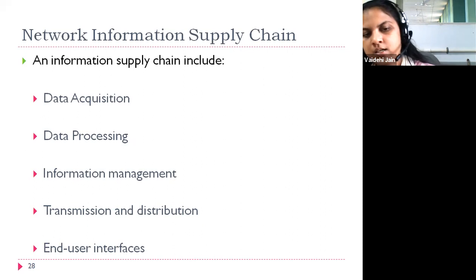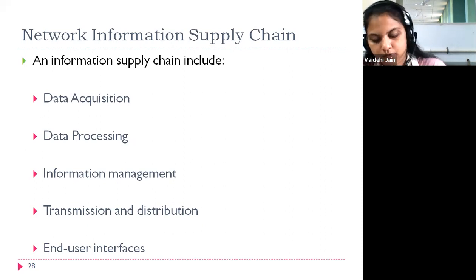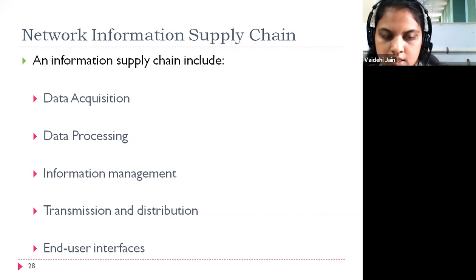This type of data will be bifurcated in this data processing step. Fine. Then after that comes information management. Once the data is bifurcated, this information should be managed according to the requirement of a traveler. This work will be done under this step, information management, and then after that, the transmission and the distribution.